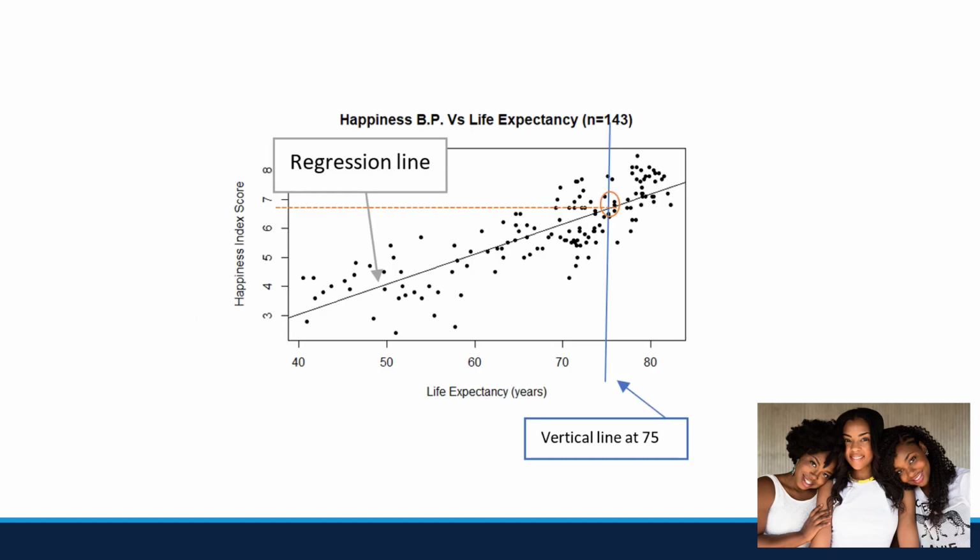Notice that the predicted happiness scores fall on the line. We can use the plot to predict the happiness of a country with life expectancy 75 years. We can find the prediction by drawing a vertical line at 75 years. Notice that the vertical line intersects the regression line at 6.65. This is the same predicted happiness index we got using the equation. The line and the equation contain the same information, but the equation will give you a more precise value since the line requires you to look at the graph and estimate the value.